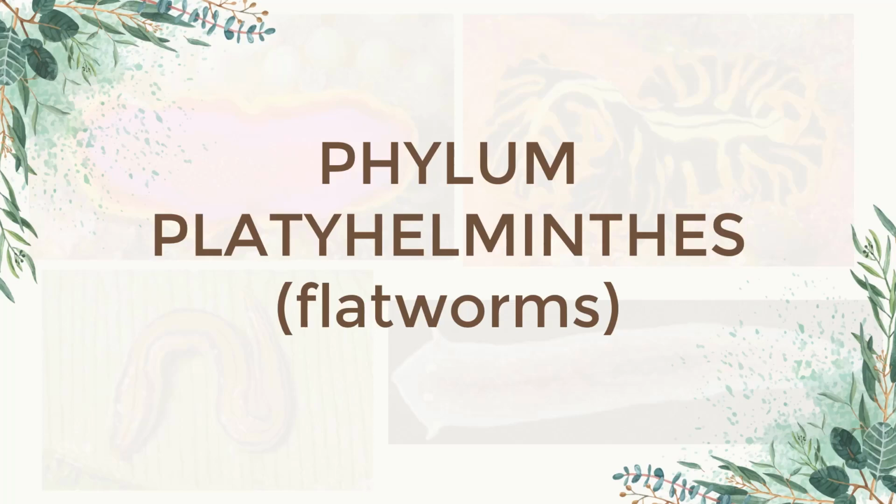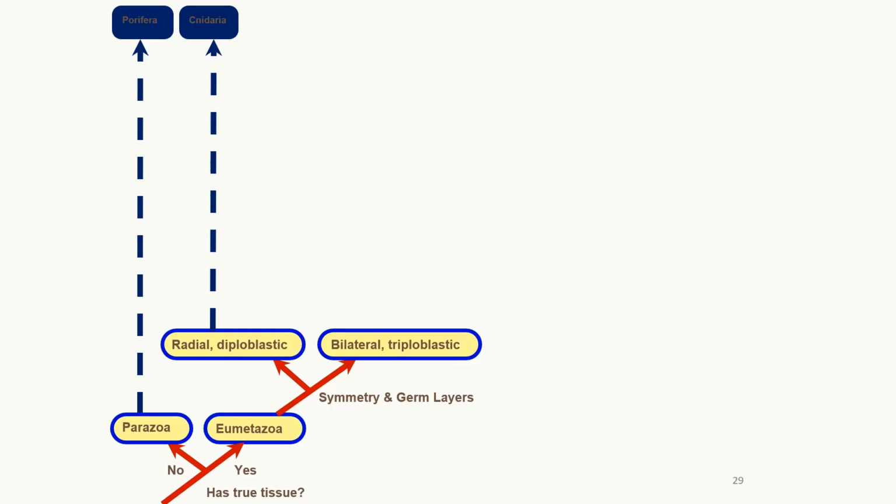Okay, so let's look at the next phylum, the third phylum, which is Platyhelminthes. So now we're going to enter the worms, the classification for worms. Platyhelminthes is also known as flatworms. Now we're going to classify Platyhelminthes.